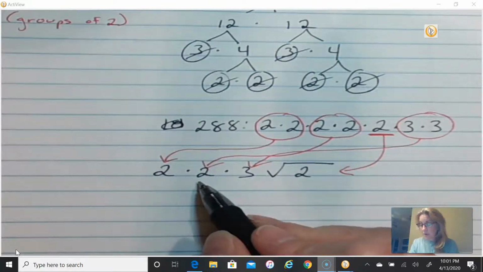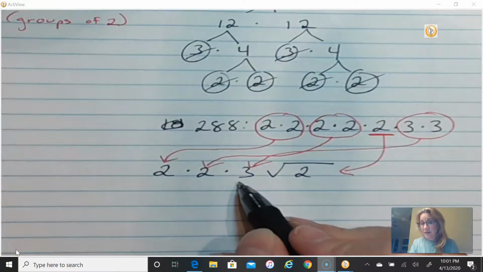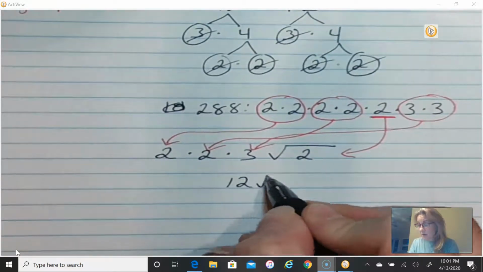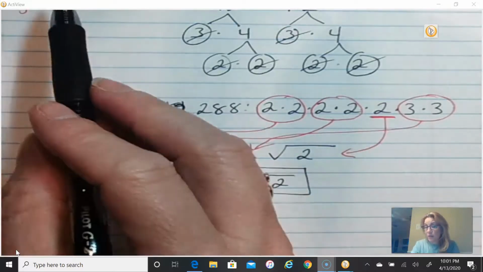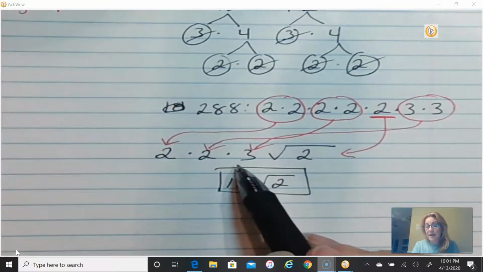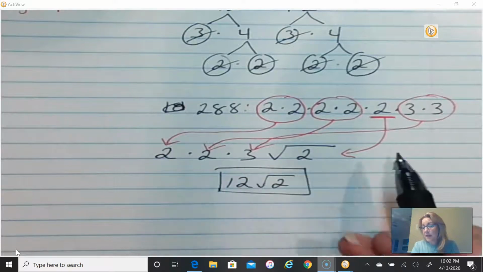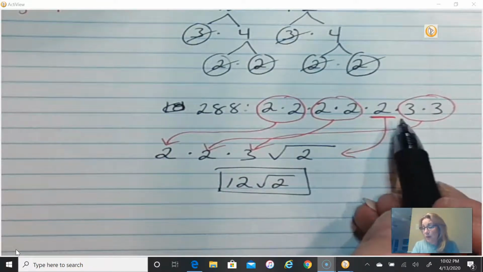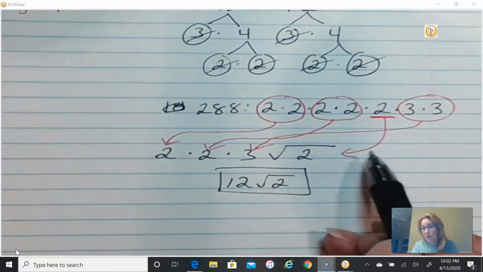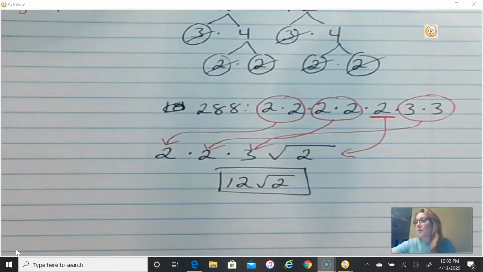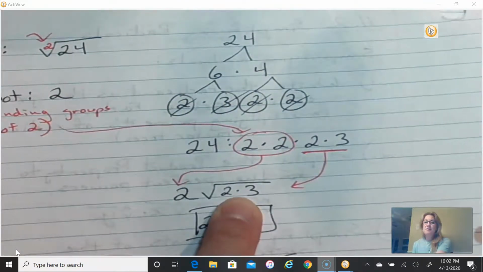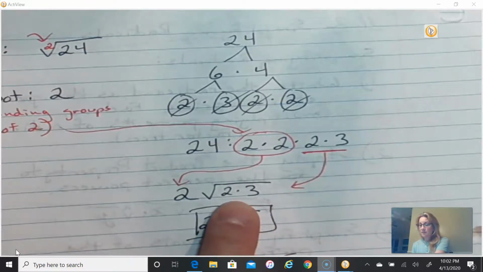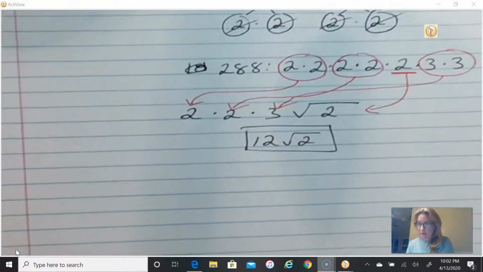2 times 2 is 4. 4 times 3 is 12. There you go. So remember, all the groups of whatever the root is go on the outside, and you multiply them. And then whatever's left over is on the inside. If I had more than a 2 left over, like if I had another 3, it would go under here and it would be multiplied just like we did right here. See the leftovers? Okay. Let's do another example.